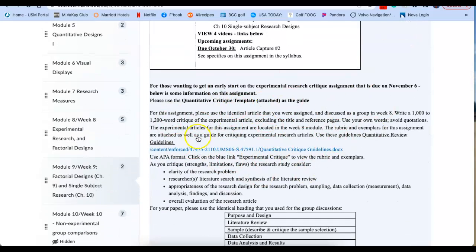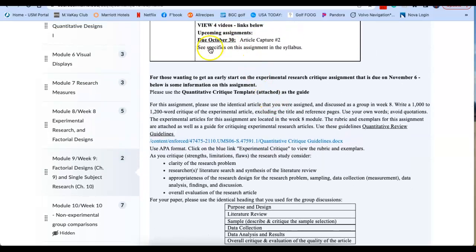And I also put some information in here. This is, in effect, an advance organizer. Due not this coming weekend, but the following weekend, will be the quantitative critique or the experimental critique that you were discussing as a group this past week. That is due. So if you want, for whatever reason, I think most people are going to be focusing on the article capture 2 and submitting that to me by next Sunday night.